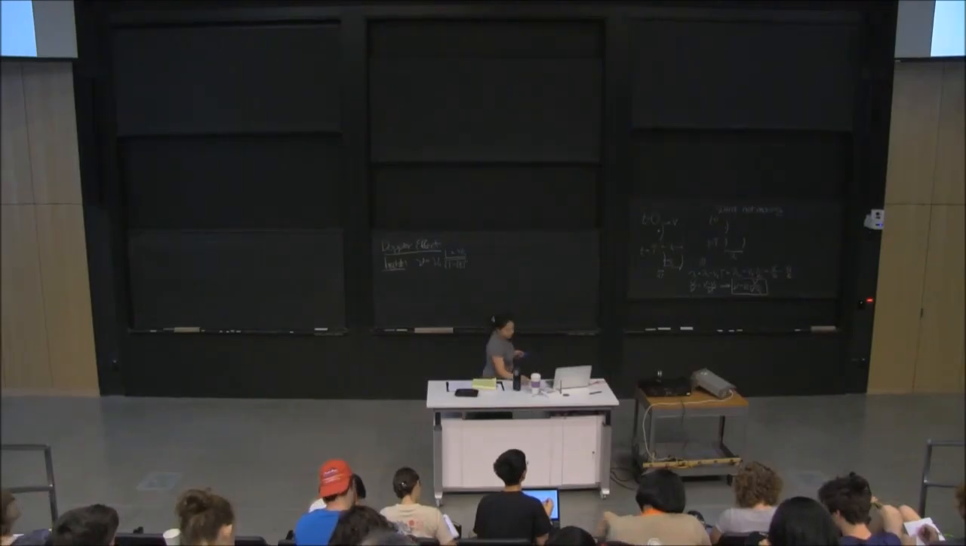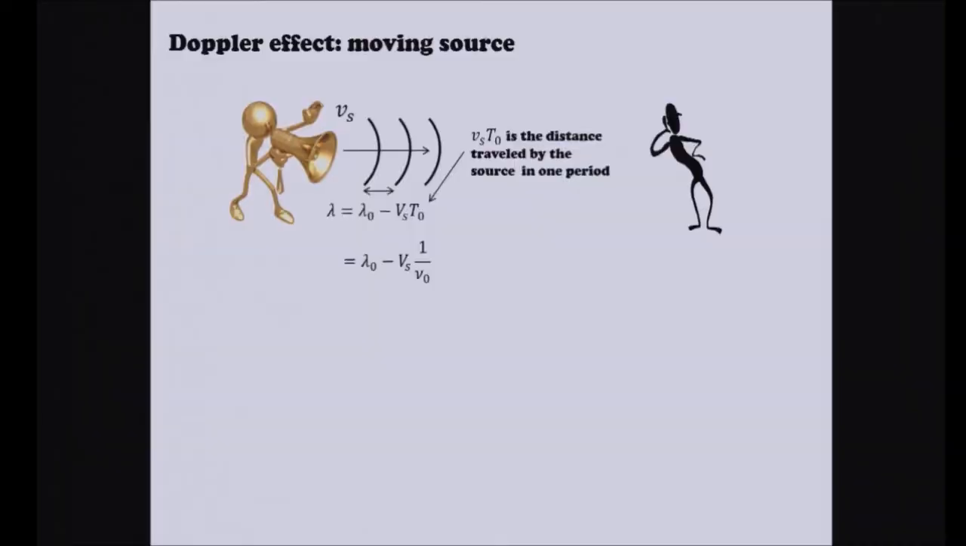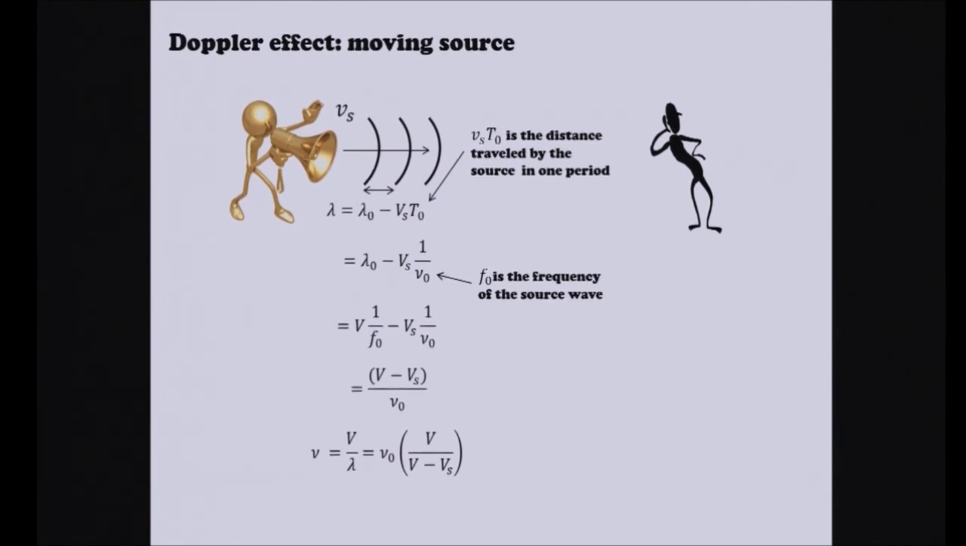Okay, so up here on the visual, you can see it a little neater than I wrote it. Going through the same derivation, we get that the frequency of the wave that we hear is changed by the speed of the wave over the speed of the sound minus the speed of the source.